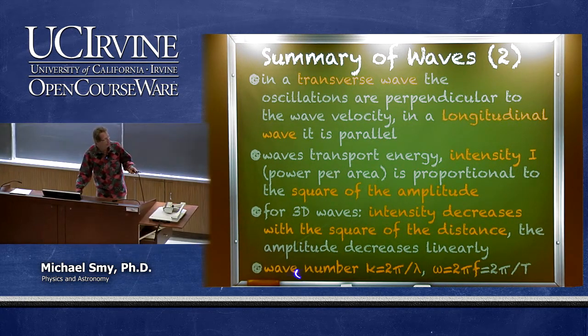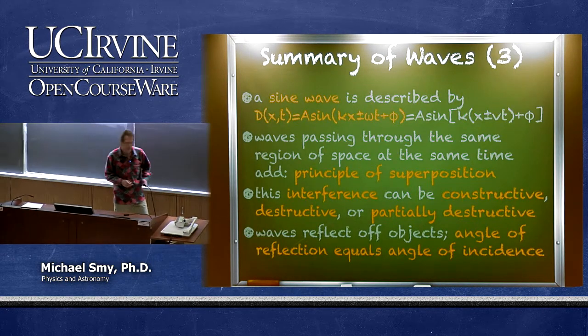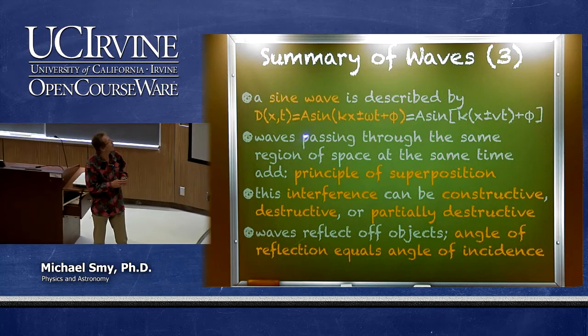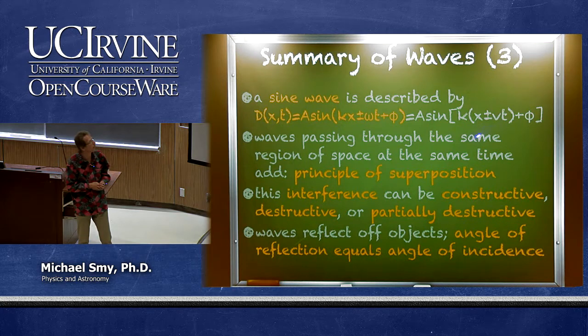And don't confuse this k with the spring constant k. In a sine wave, one mathematically describes the wave as displacement as a function of both space and time. So the amplitude A times sine of kx plus or minus omega t plus phi, or k parentheses x plus or minus vt, where v is the propagation velocity of the wave, plus phi.